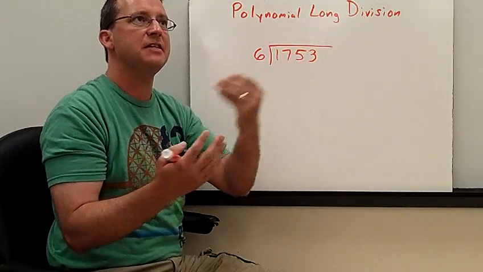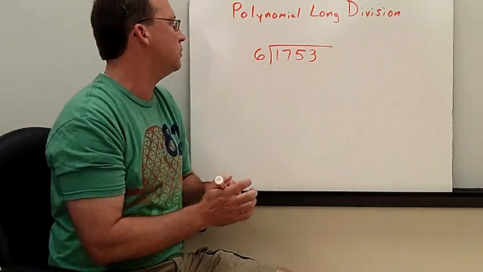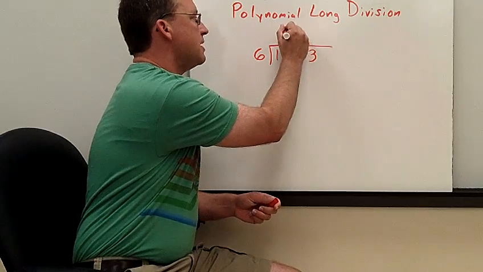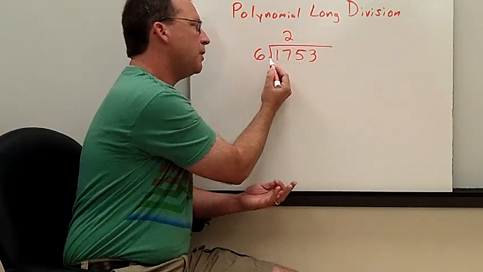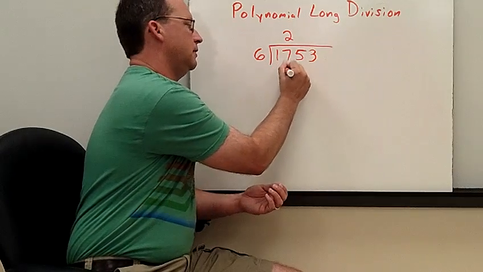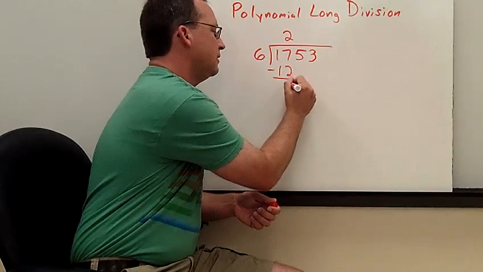And we think, well, what's 17 divided by 6? Well, it's not more than 2. So 6 will go into 17 twice. And then we'll multiply. Take that 2, multiply it by 6, and then we subtract. 17 minus 12 is 5.